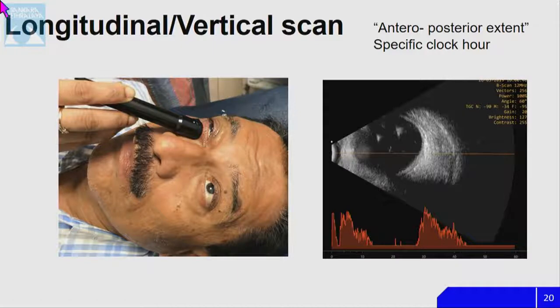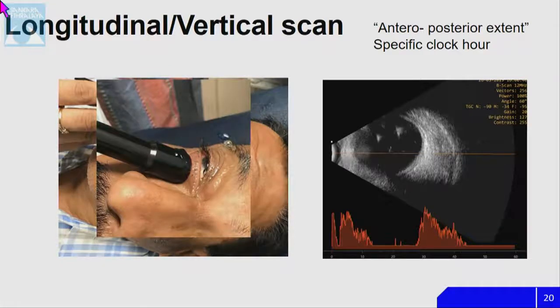This is a longitudinal or vertical scan, which is useful for looking at the anterior-posterior extent, especially of a specific clock hour in a tumor. Here, the probe marker is facing towards the meridian of interest, and we try to see the anterior-posterior extent. It is a longitudinal scan of 12 o'clock.